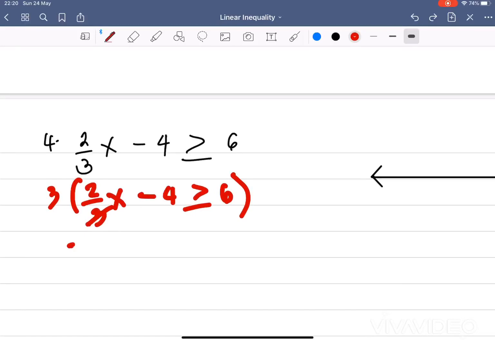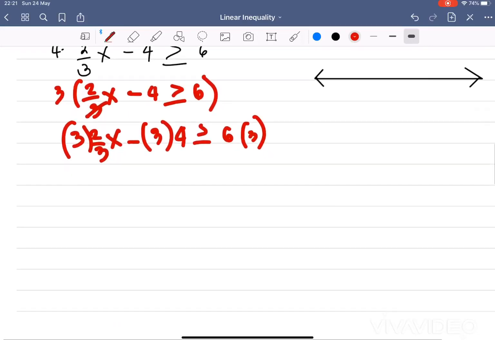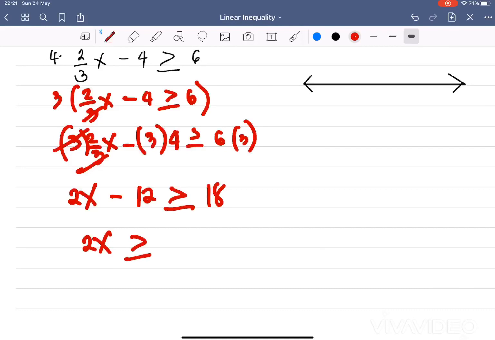Or I will write 3 times 2 over 3 x minus 3 times 4, 6 times 3. So I will multiply 3 first to every term in the inequality so that it's more clear. Now, I can cancel this one out. So what's left is 2x minus 12 is greater than or equal to 18. I will transpose 12 to the other side. So we have 2x is greater than or equal to 18 plus 12.